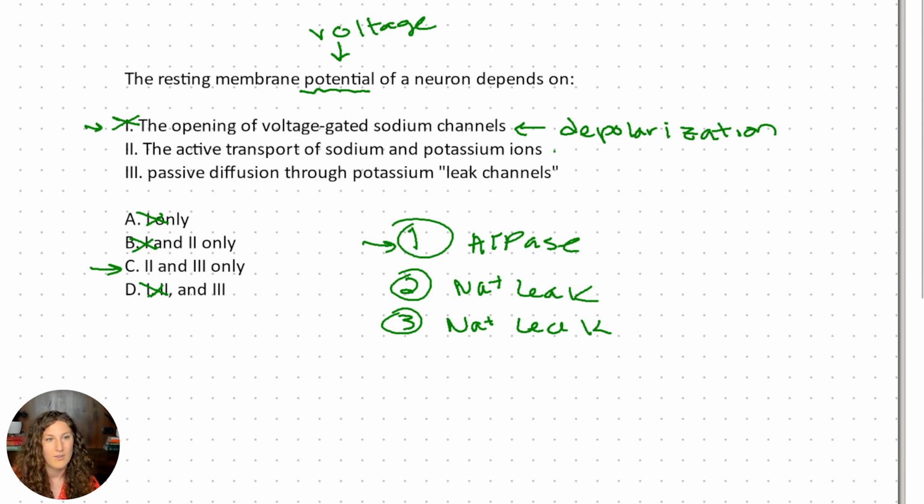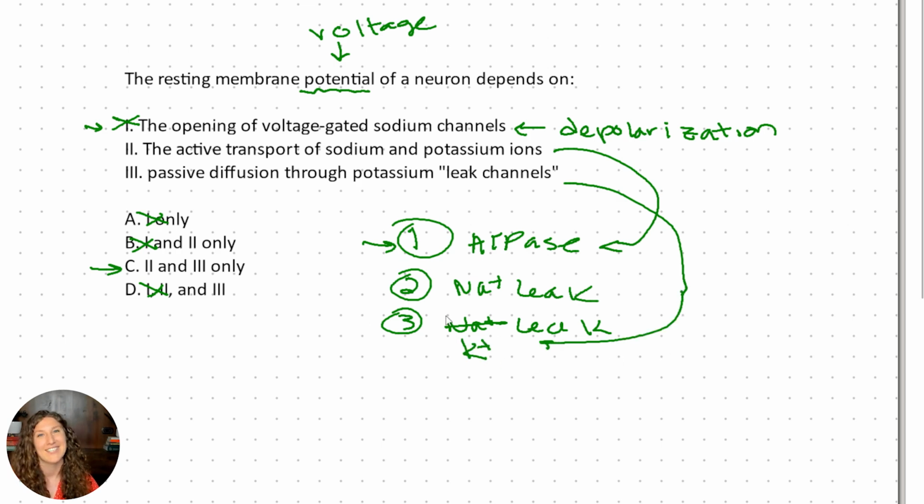The active transport of sodium and potassium ion, that's our ATPase, and passive diffusion through potassium leak channels. Absolutely. I meant to write potassium leak channels, not sodium leak channels twice. So yes, our potassium leak channels are absolutely part of our resting membrane potential. They could have also written sodium here, and that could have also been a good answer, okay? Or they could have said the passive diffusion of leak channels for sodium, and then all three would have been correct. So several different ways to ask this question.